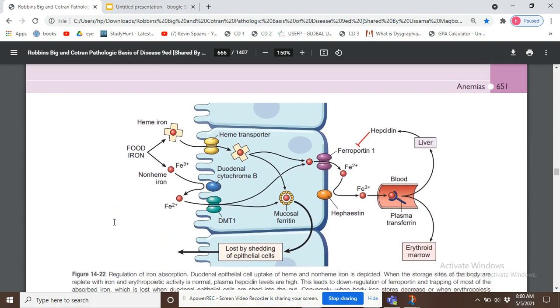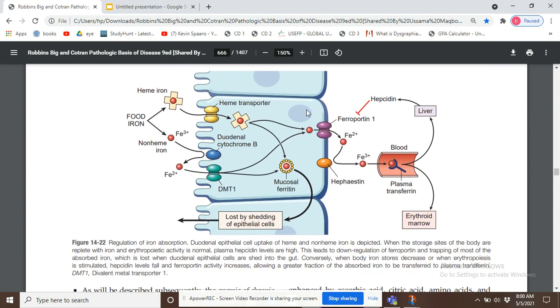Okay. So this is the very important diagram which will clear all the concepts about iron metabolism. In our diet, we take two types of iron, heme iron and non-heme iron. From the mouth, it enters the GIT lumen. We know that iron is absorbed from the duodenum, so this is the duodenal side of the GIT. So we have taken iron in the heme form and the non-heme form.